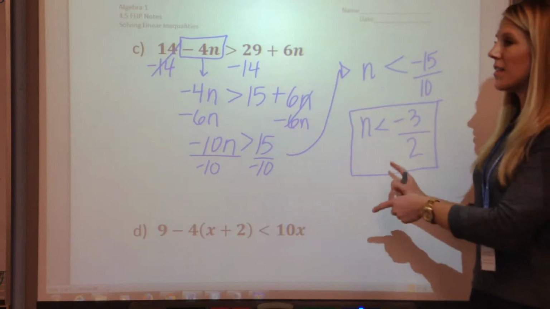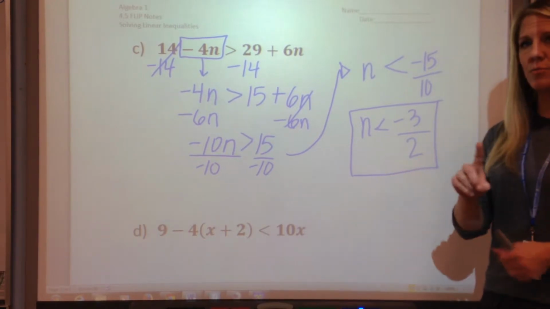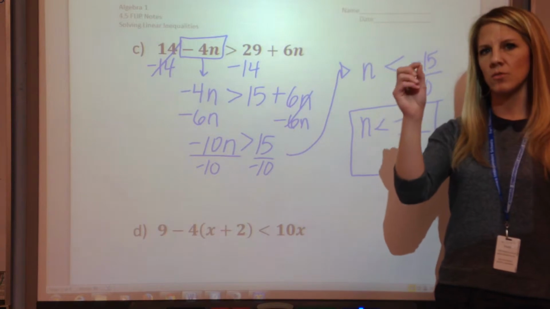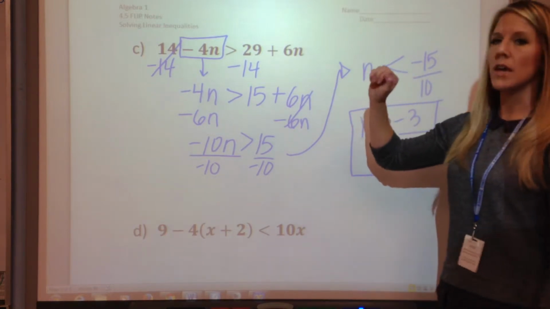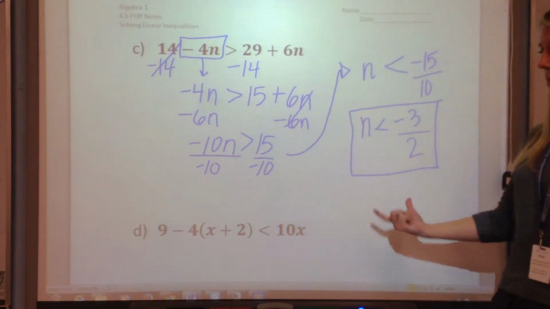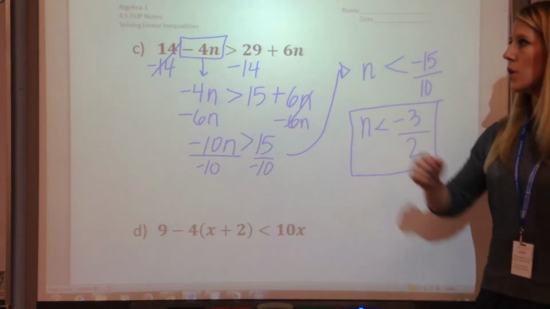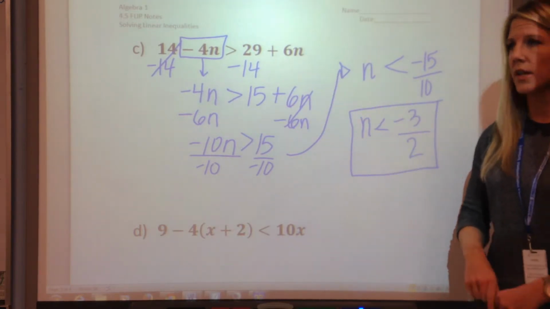So remember, this is a solution set. There's more than one number that would make the inequality true, whereas with an equation, there's one exact value that will make the equation true. So this is a solution set because there are multiple solutions. Anything less than negative 1.5 would be a solution to this inequality.